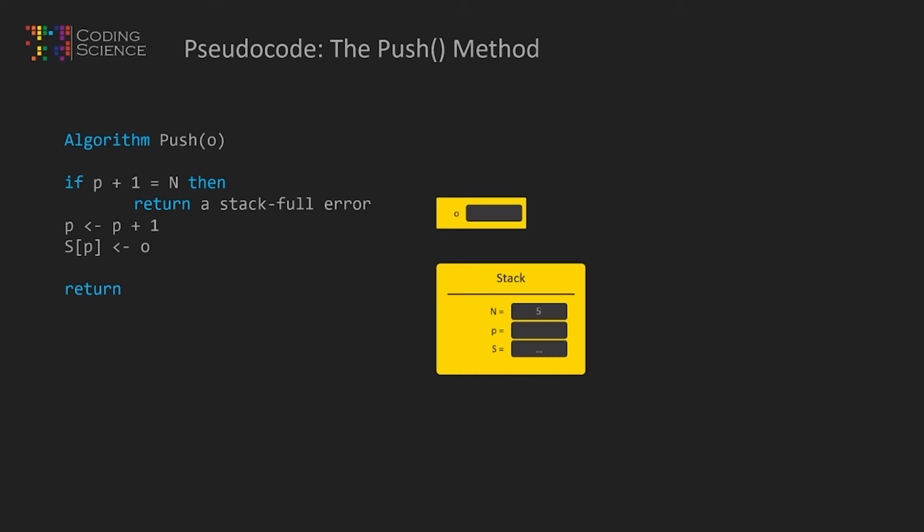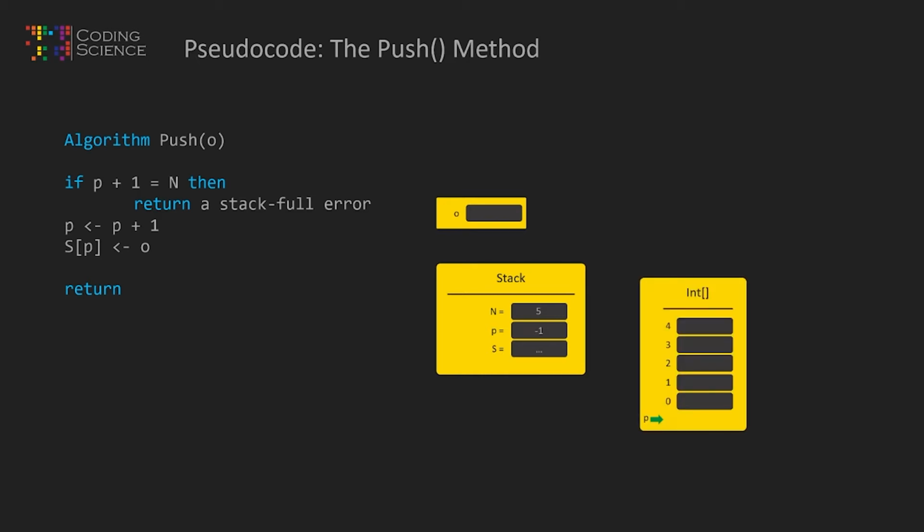and we'll decide for 5. Then we'll initialize our p to -1. There we go. And I will explain in a second why. And we'll create our stack, our array that we call S. It's an array of integers, and it has 5 elements. 1, 2, 3, 4, 5.